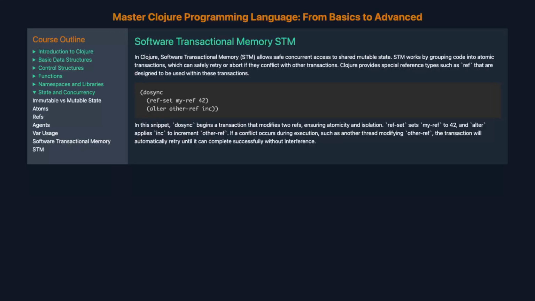Software Transactional Memory (STM). In Clojure, Software Transactional Memory (STM) allows safe concurrent access to shared mutable state.